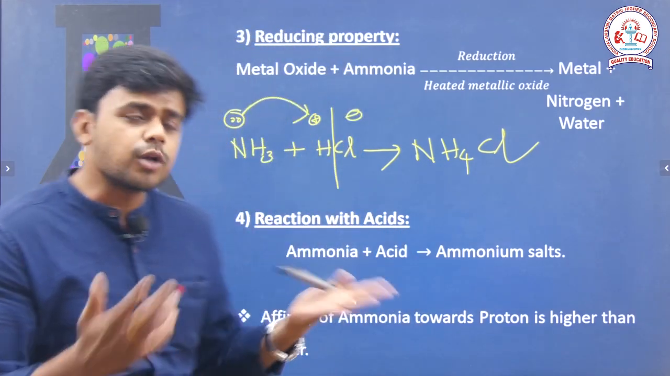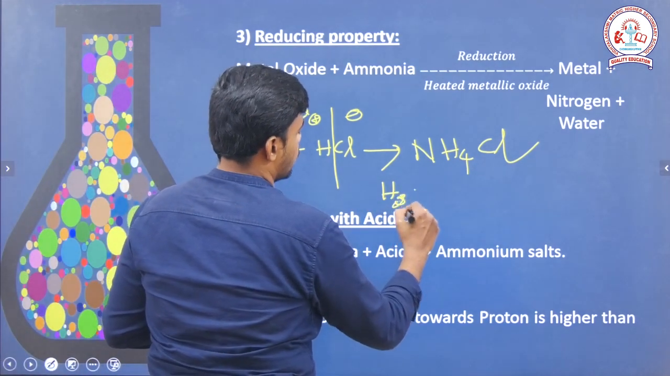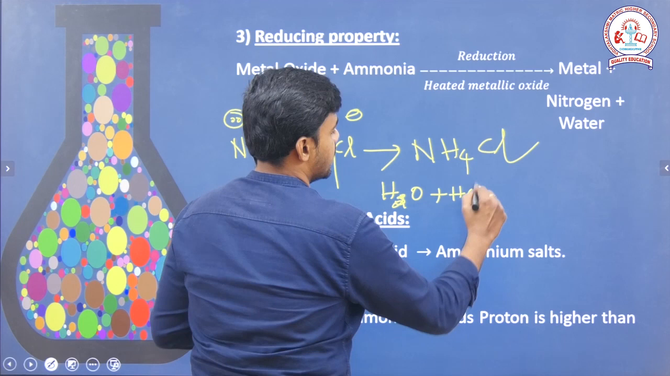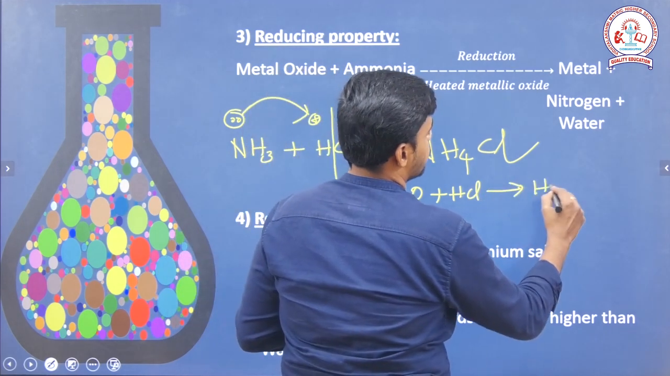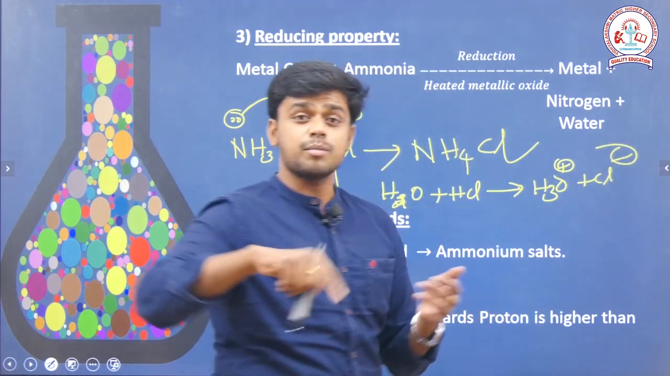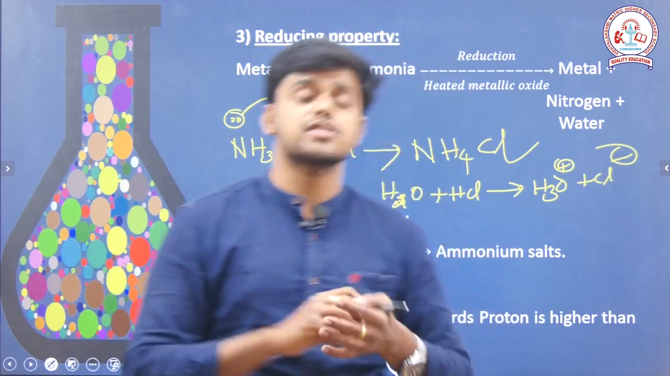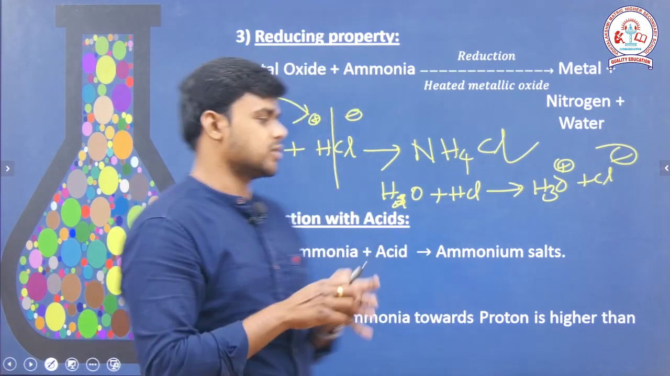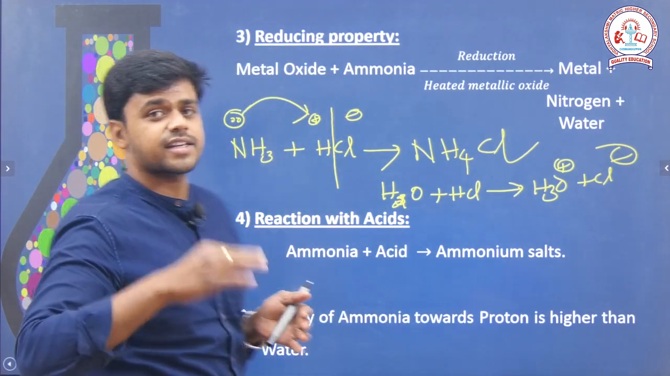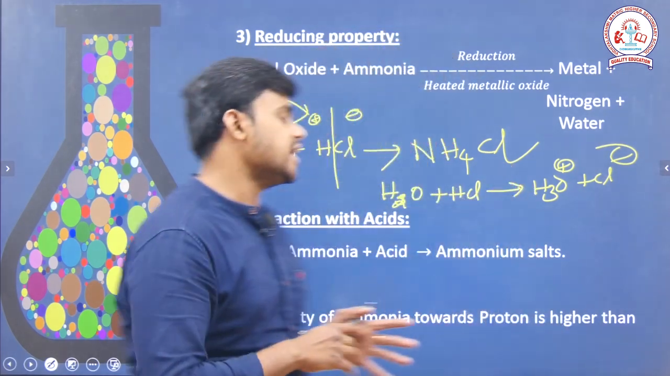வாட்டருக்கும் சேம். வாட்டரும் என்ன பண்ணனும், ஆப்வியஸா H2O plus HCl எழுதணும் அப்படின்னா H3O plus Cl minus. So oxygen மேல இருக்கக்கூடிய lone pair of electron இங்க hydrogen கொடுத்துட்டு obviously என்ன பண்ணிடும் அப்படின்னா ஹைட்ரஜனை பிடிச்சி எடுத்துக்கும். So that's what happens here. So this reaction clearly showed that this ammonia has a greater affinity towards the proton.